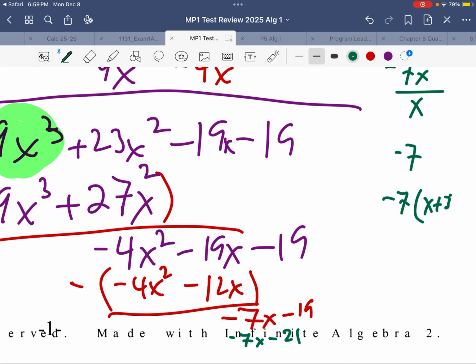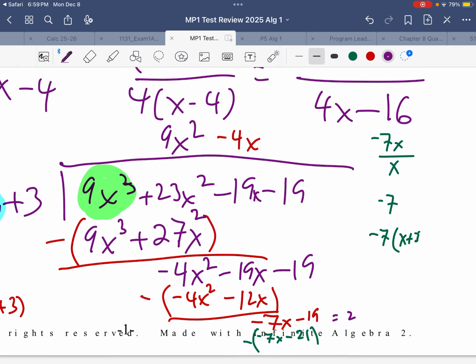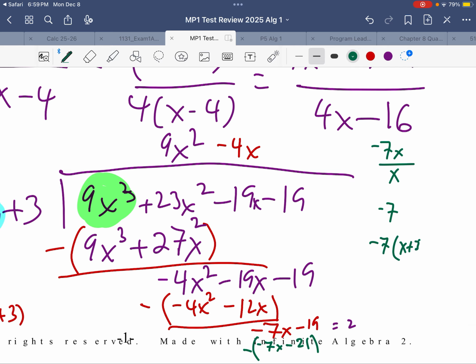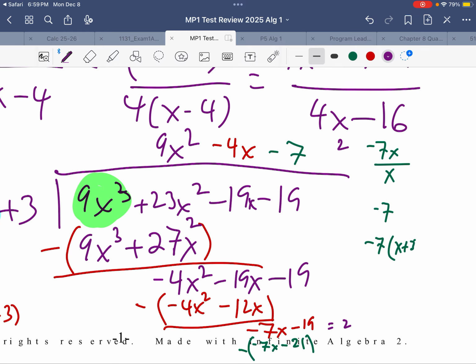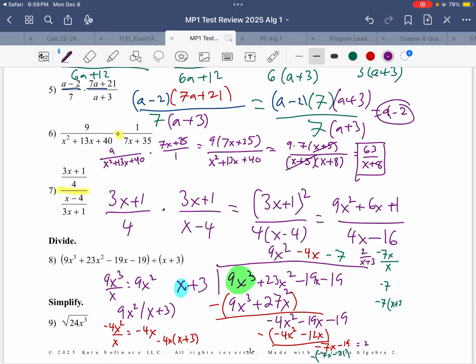And when I subtract this, negative 7x minus a negative 7x is just going to be 0. Negative 19 minus a negative 21 is going to be negative 19 plus 21. So I'm going to get 2. So my remainder is 2, or 2 over x plus 3. All right.